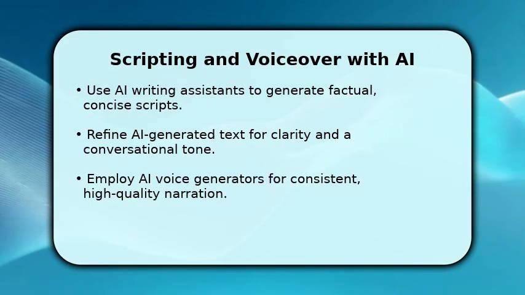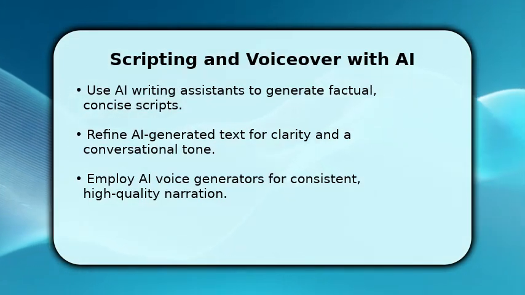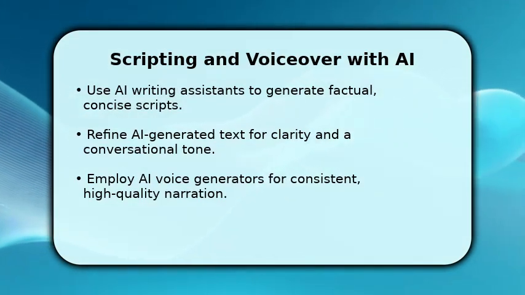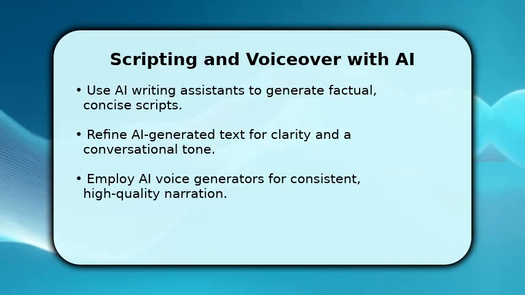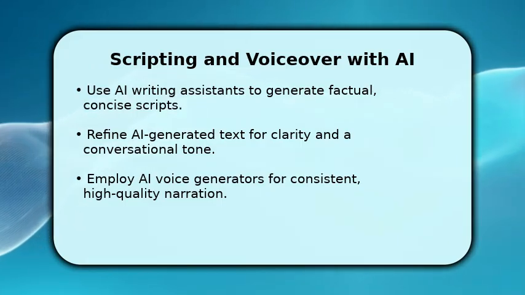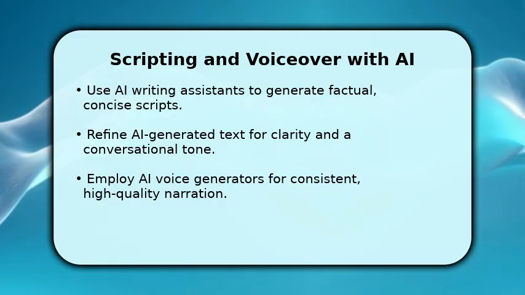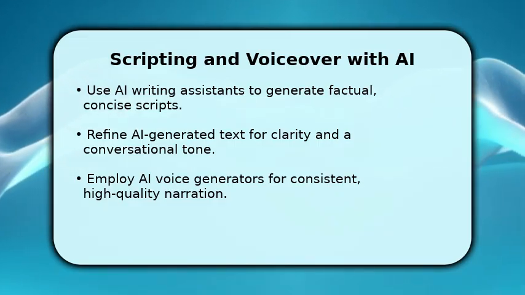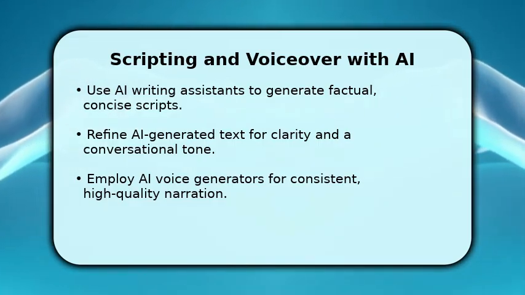For scripting, AI writing assistants can quickly generate factual content, saving you hours of research. Focus on refining the AI's output to ensure it's clear, concise, and maintains a conversational, engaging tone, much like Zack D Films. Then, utilize advanced AI voice generators to produce a consistent, professional voiceover. Many tools offer various voices and emotional inflections, allowing you to match the energetic delivery needed for this video style.